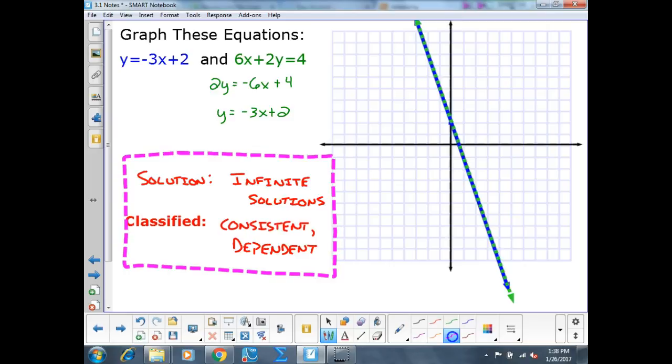If it says classify the system. Yep. If it just says solve the system, then you would just need the solution part in. In this case, you would have to put infinite solutions. But if it says solve and classify, then you need them both.